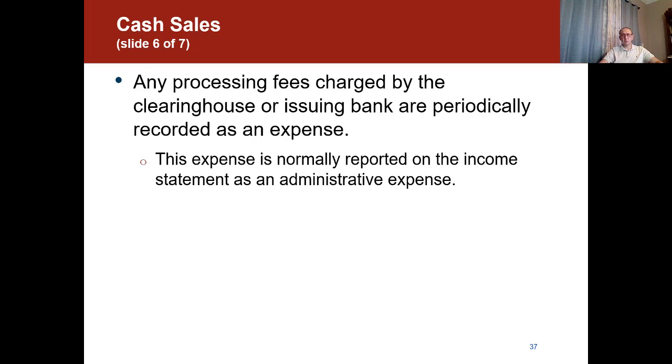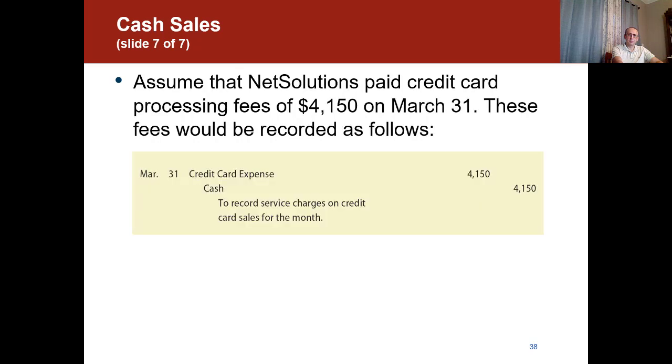Any processing fees charged by the clearinghouse or issuing bank are periodically recorded as an expense. This expense is normally reported on the income statement as an administrative expense. And we'll see some examples for this. So let's see this example here.